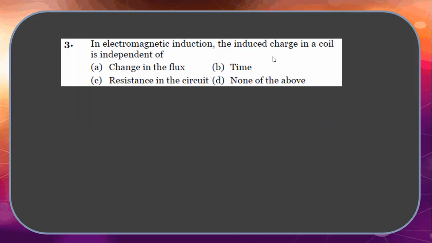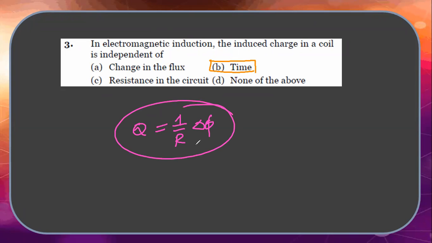So the induced charge in a coil is independent of time. Why time? Already it is cancelled. Induced charge Q is equal to 1 by R into delta phi. That means it is independent of time. The time factor is cancelled. Why? I is equal to E divided by R we used to write. So I is equal to Q by delta T is equal to E, means what? Minus d phi divided by dt.